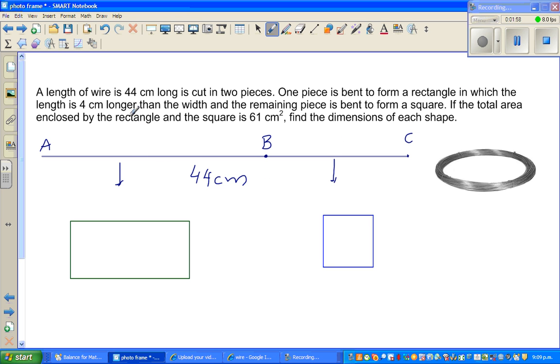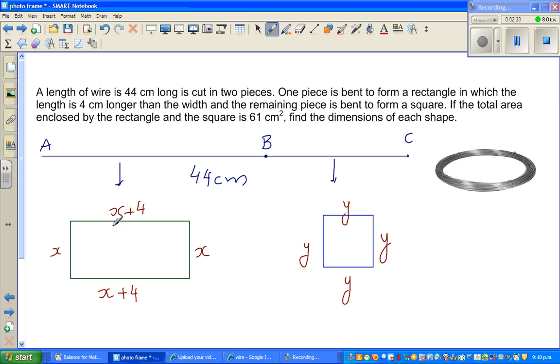The length is 4 centimeters longer than the width. So if this is x, the width is x, the length is x plus 4. And this is a square, so if this is y, this will also be y. If this is x plus 4, this is also x plus 4. If this is x, this is also x. So this is a square, so all the sides would be equal.